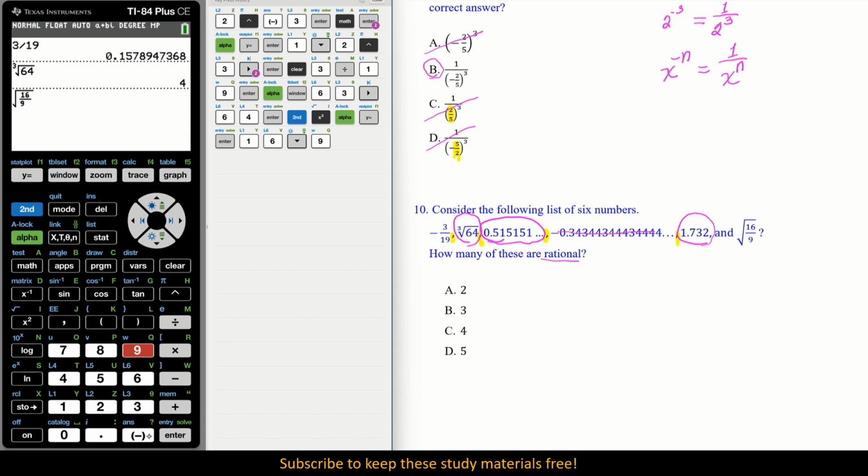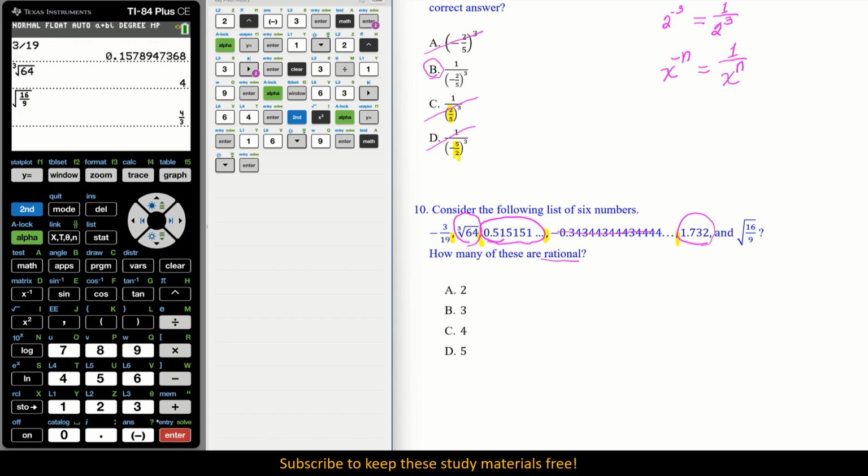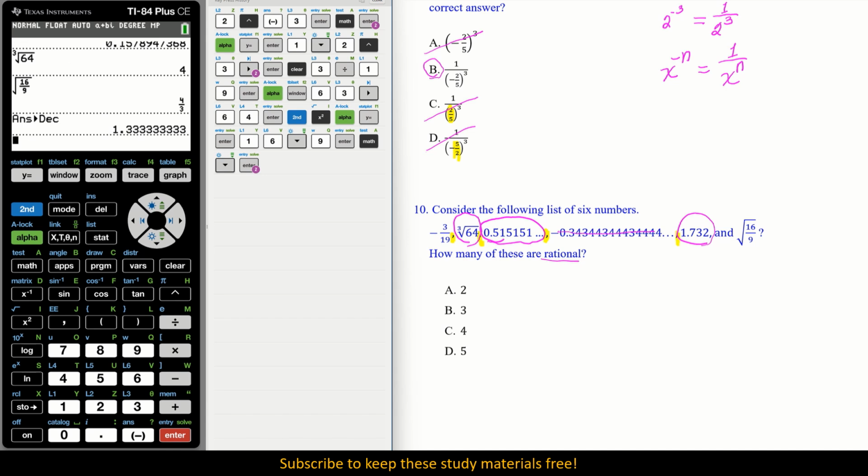Now let's push enter. And that is 4 over 3. That's going to be repeating because of the denominator. But let's go ahead and turn that into a decimal. So how do we do that? So math, and we want number 2. You can arrow down or just push number 2. I arrowed down, so now I push enter, enter again.